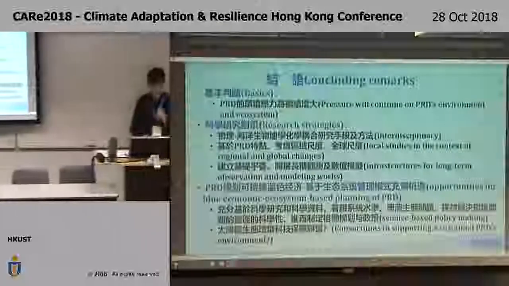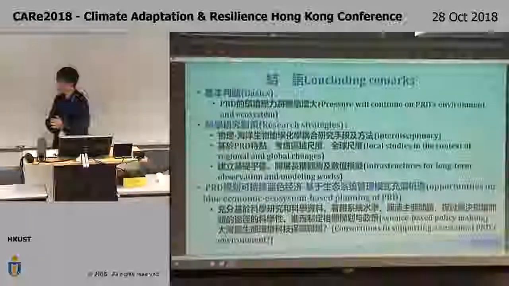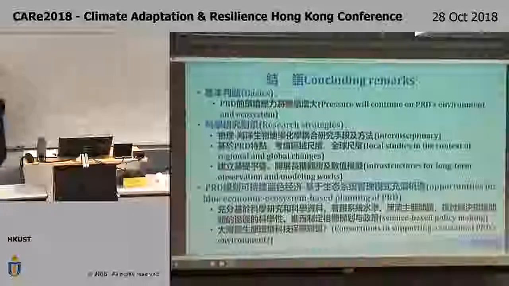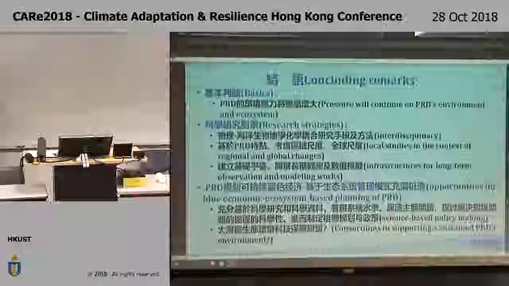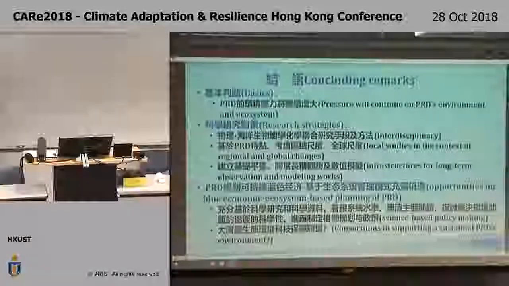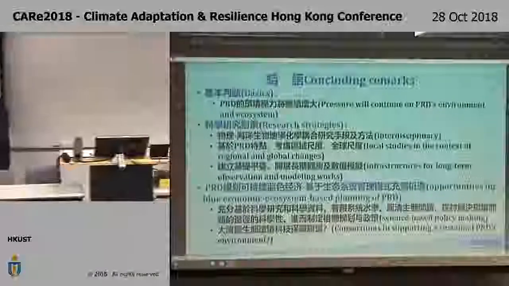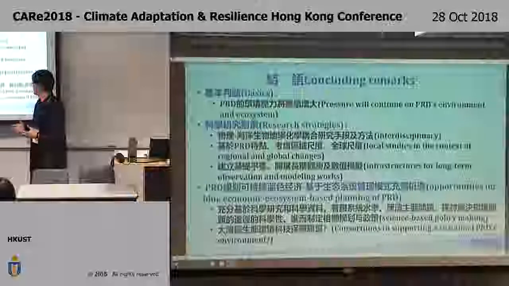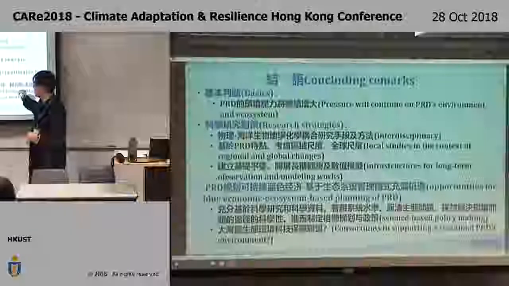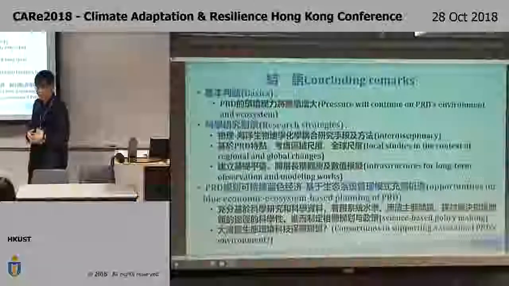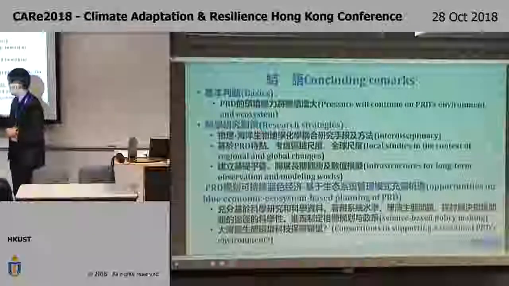So, final concluding remarks: the Pearl River Delta is experiencing increasing pressure, and you have to do good science and research. You have to do interdisciplinary work, you have to focus the local study in the context of the region and global change, and you need better infrastructure for long-term observation and modeling work. And also I see the opportunity for Hong Kong and the Delta area for a rural economy and ecosystem-based planning.